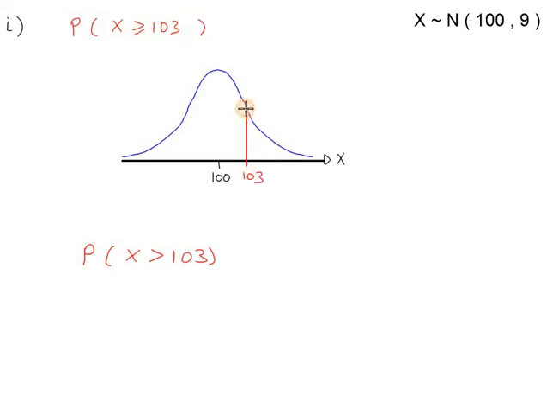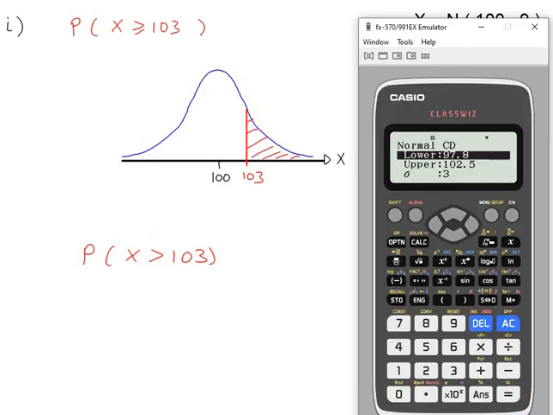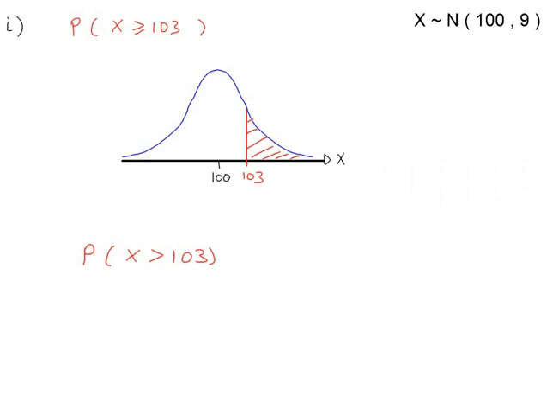Draw a vertical line straight up to the graph, shade accordingly, use the calculator. Lower limit: on the left hand side of the shaded region we have 103. Upper limit, anything that goes way beyond this normal distribution. So the answer is 0.159 to 3 significant figures.